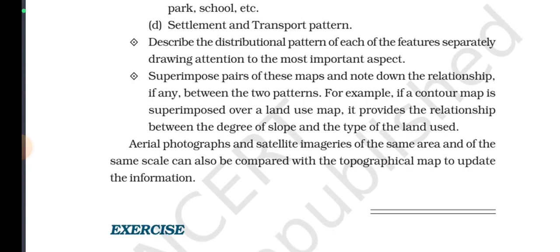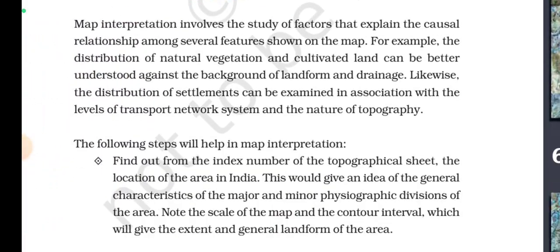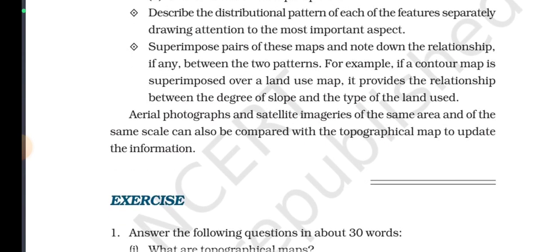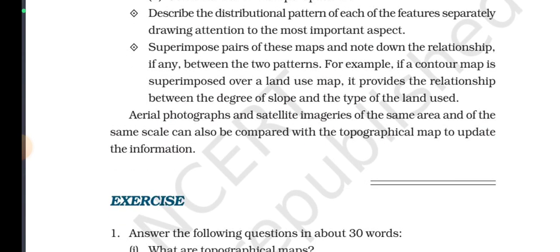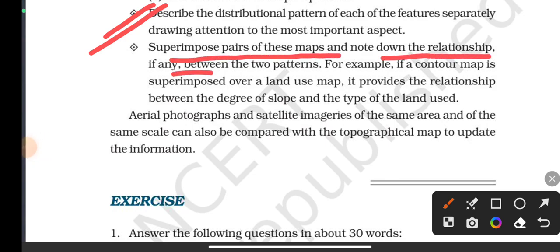I already discussed this. Describe the distribution pattern of each feature separately, drawing attention to the most important aspect. Here I am just clarifying how to interpret a map and how to draw conclusions. What is the most important aspect? You need to discuss that. Then superimpose pairs of these maps and note down the relationship, if any, between the two patterns. For example, if a contour map is superimposed over a land use map, it provides the relationship between the degree of slope and the type of land use.